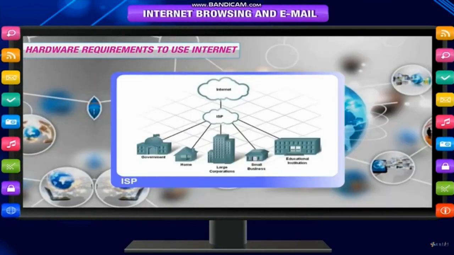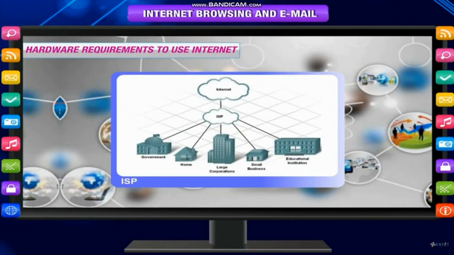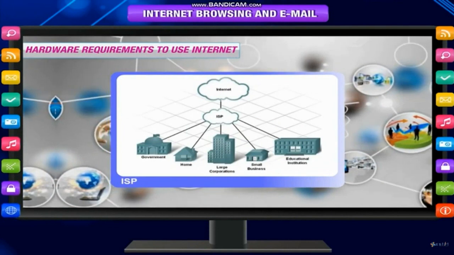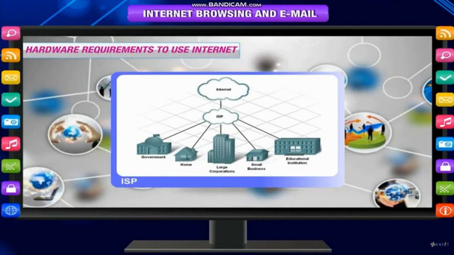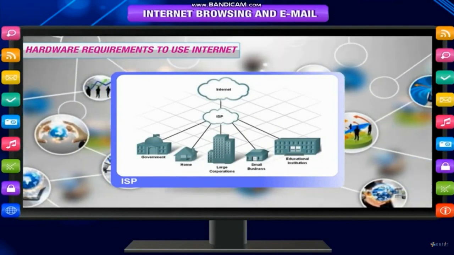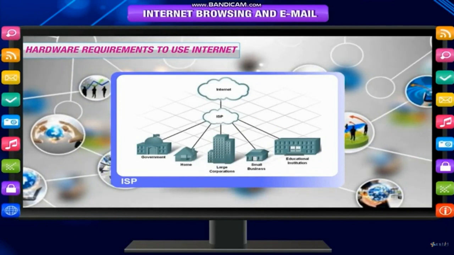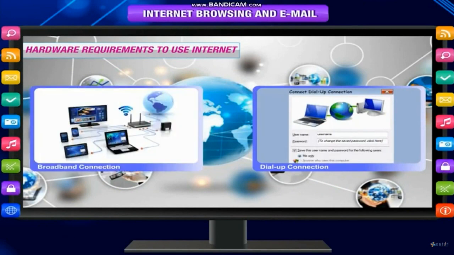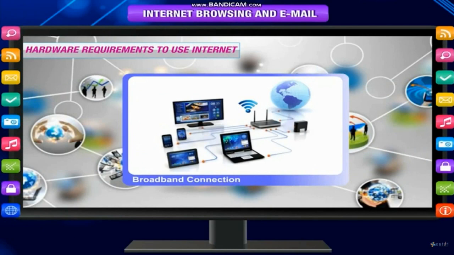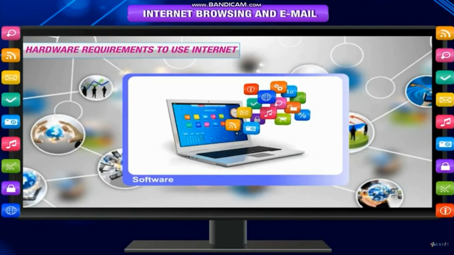See, the internet is connected to different institutions, government, home, large areas, small business, educational institutions. These are connected only through ISP, and the full form of ISP is Internet Service Provider. We can also use a dial-up connection, or we can have a broadband connection at our home, through which we can connect our computer and use the internet. And this broadband connection also needs a network. It also needs a company to be connected.